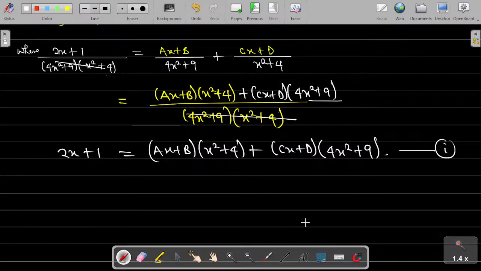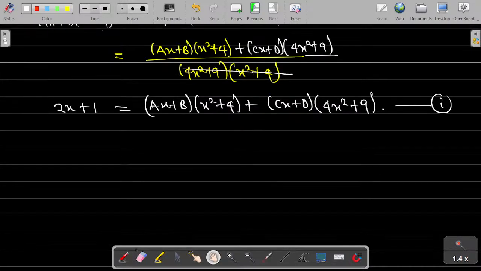The next thing is to expand brackets, because to get our A, B, C, D we need to expand. Of course you can attempt using elimination, but elimination will not work because the x values here are squared, so no matter the x you put there, they will return positive values. Expansion will be the best.